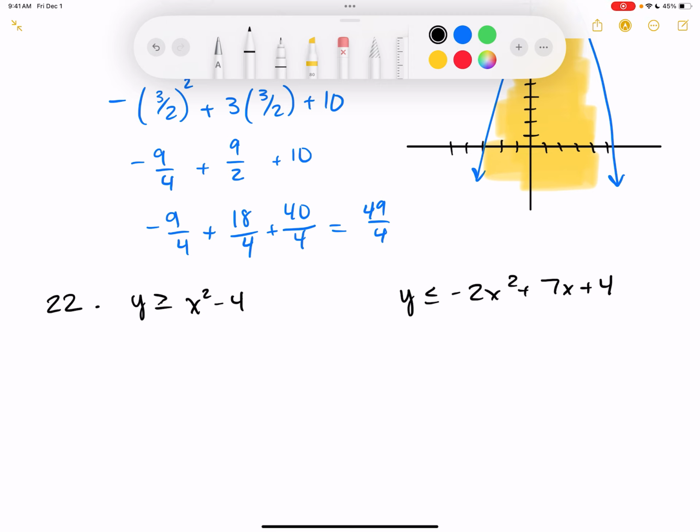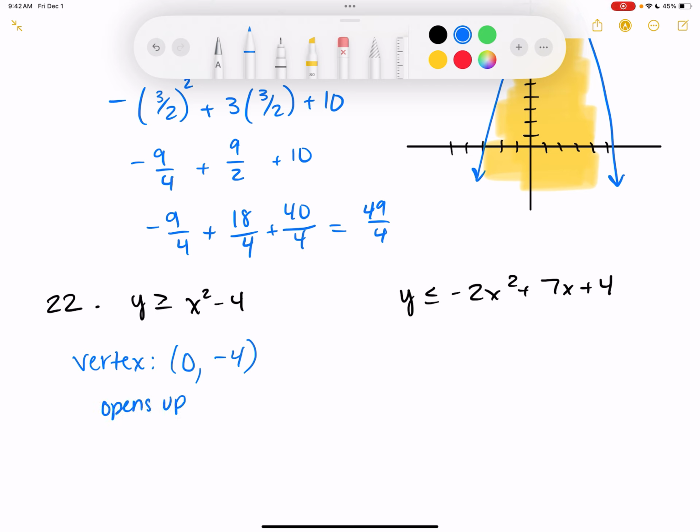So vertex for the first one. This one's pretty easy because b is 0, so that means my x-coordinate is 0. Plug in 0, I get negative 4. So that one is (0, -4). Now, what do I know? Ignore the second one. What do I know about this graph? What's going to happen? It'll open up.